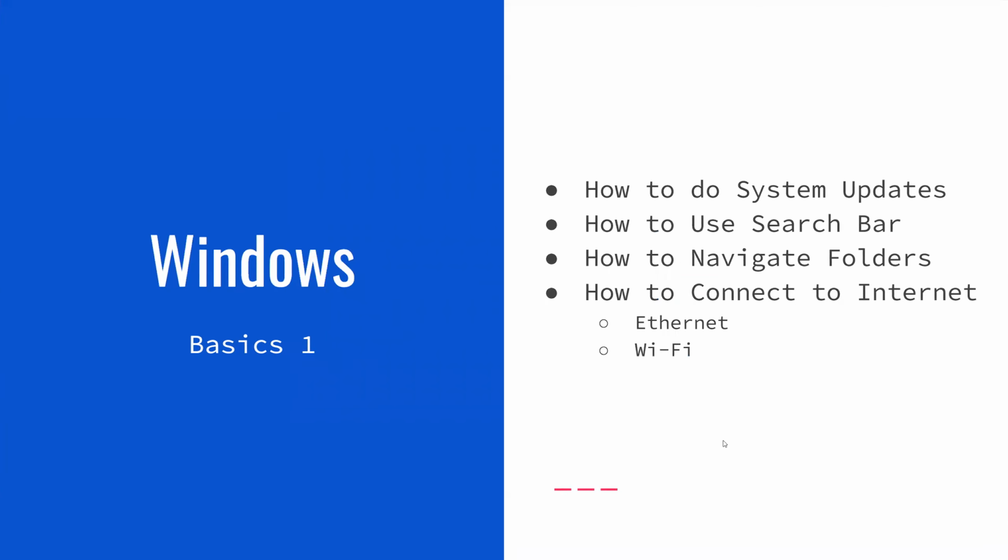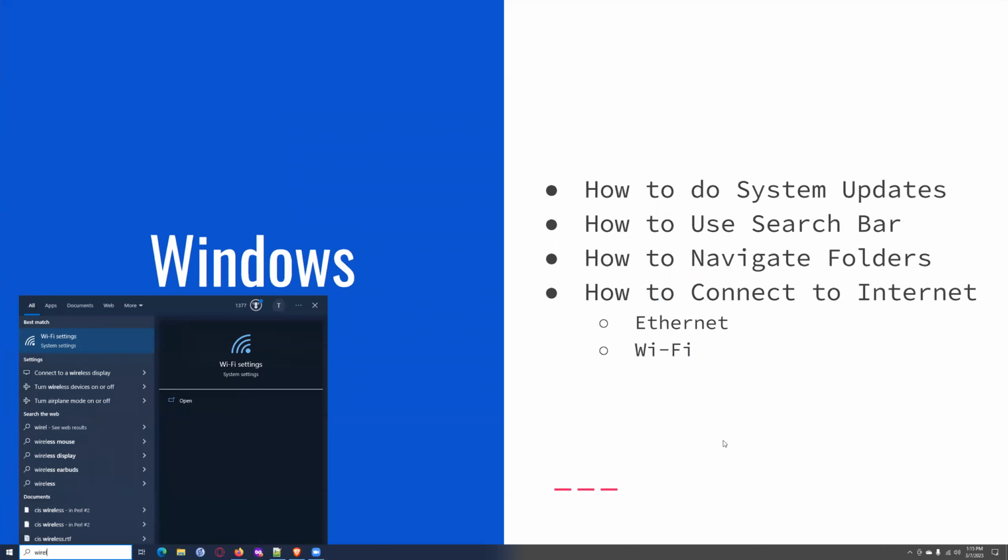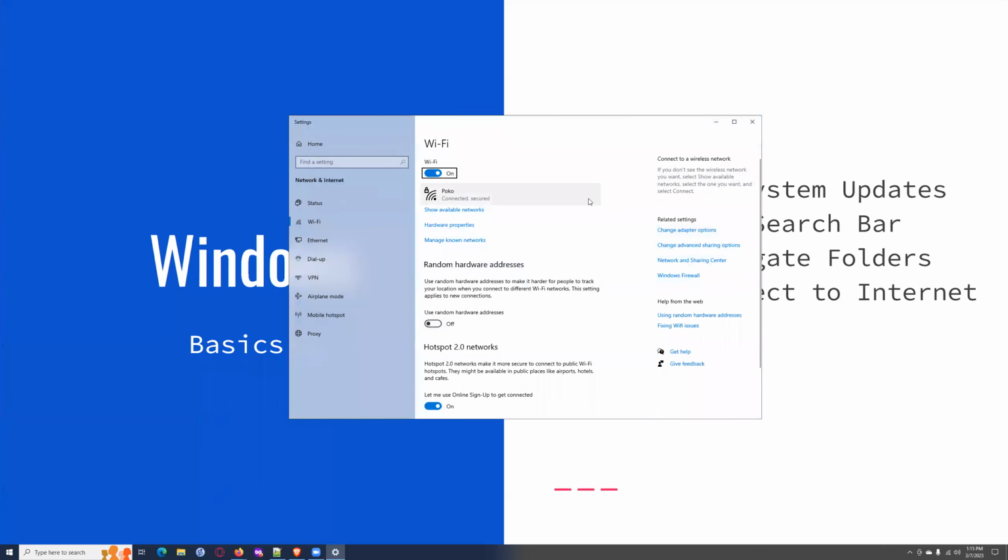How to connect to the internet. Again, Windows key. If I just type in wireless, I go to Wi-Fi settings. If you're on a laptop, generally you'll be connecting via wireless. In my mind, wireless is always built into Windows laptops. If you're on a desktop, maybe you will be using an Ethernet connection, and that's using an Ethernet cable that is plugged directly into your computer.